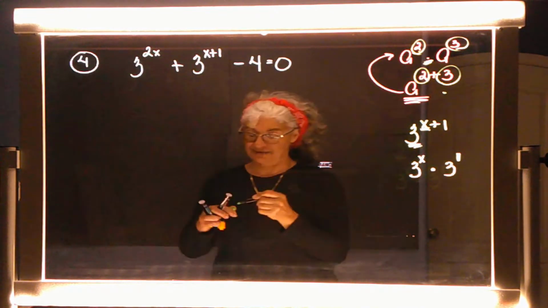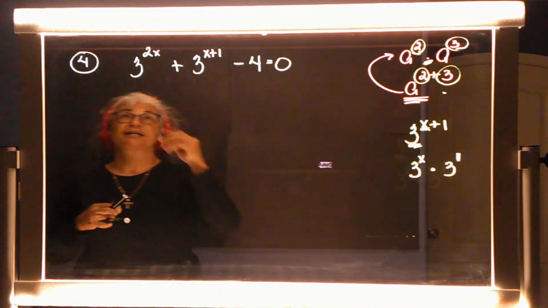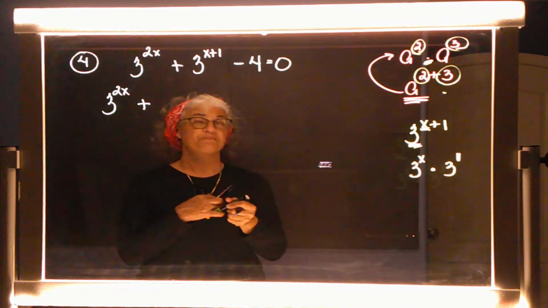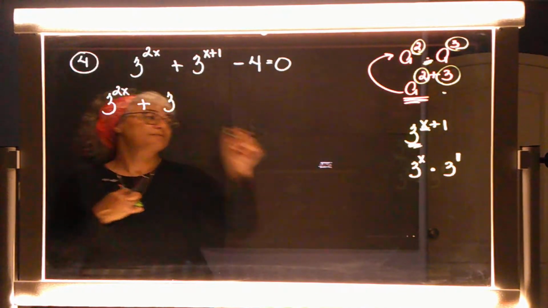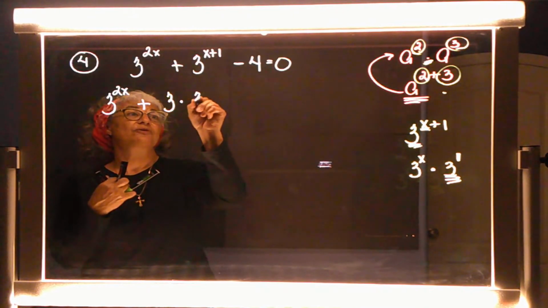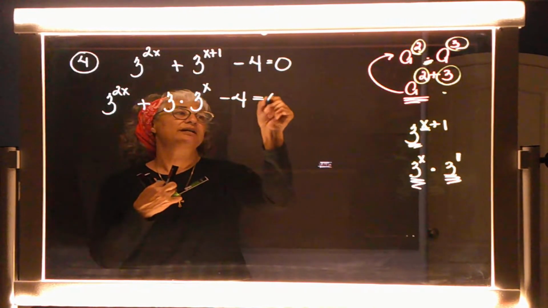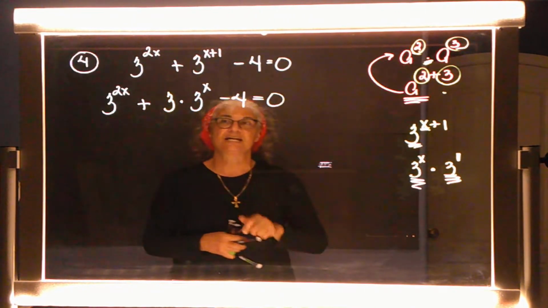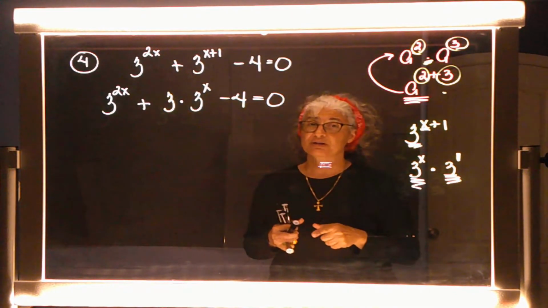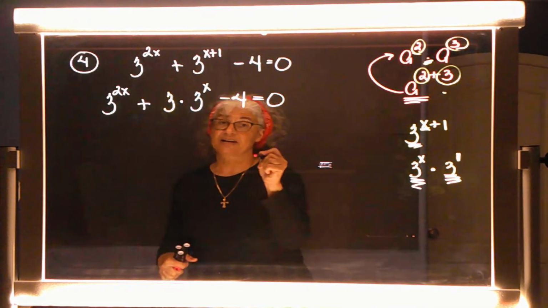So in actuality, this problem could be rewritten as 3 to the 2x plus 3 to the power of 1 times 3 to the power of x minus 4 equaling 0. This is the real problem we are working with. My variable is still 3 to the power of x.